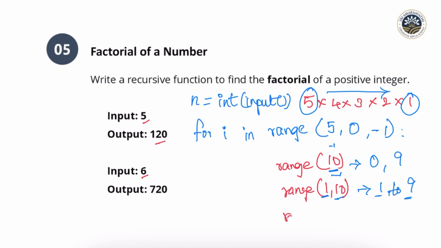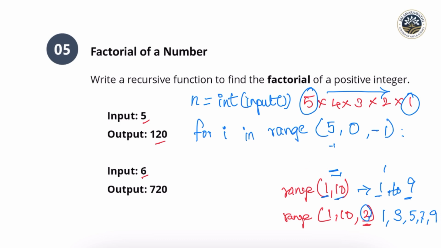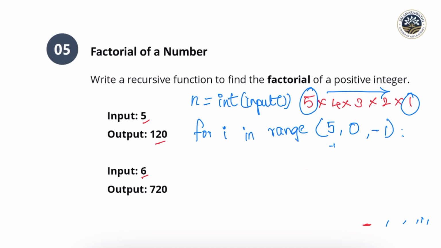And if you mention the range as 3 values, 1, 10, 2, the last one is the step value. After 1, 2 will not be printed, 3 will be printed, because it's a step value of 2. So 3 and then 5, 7 and 9 only will come. So this is the basics about for. If you mention -1 only, it will come in a reverse direction. I'm just giving a clear intro about this. Hope you guys understood.